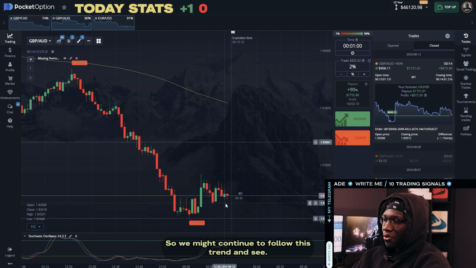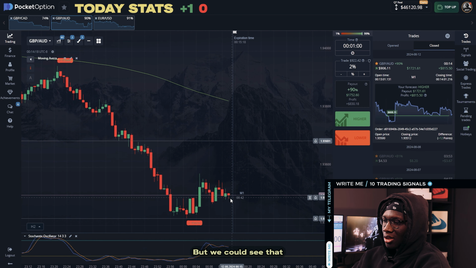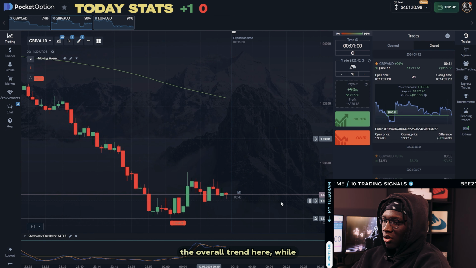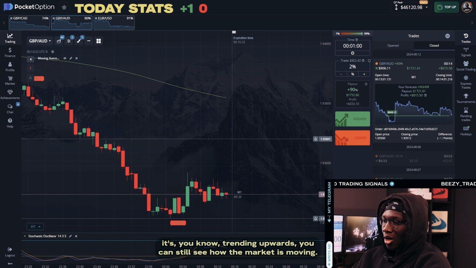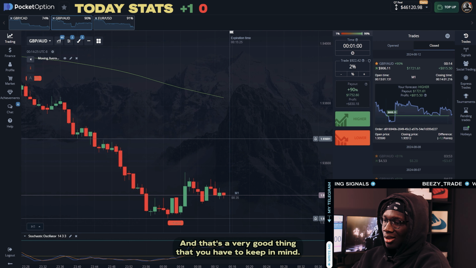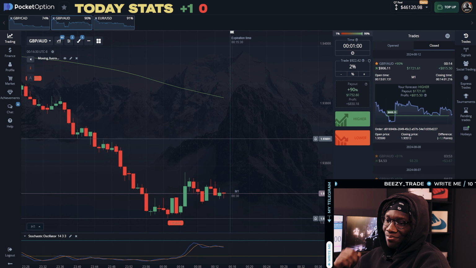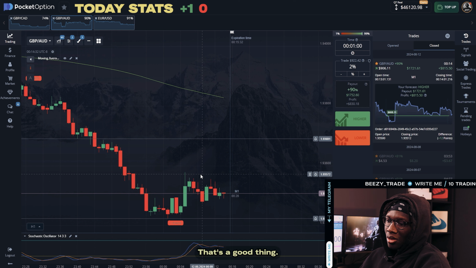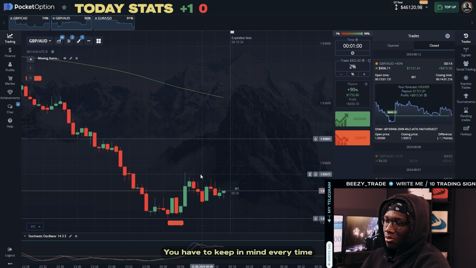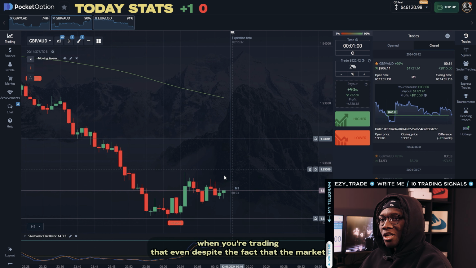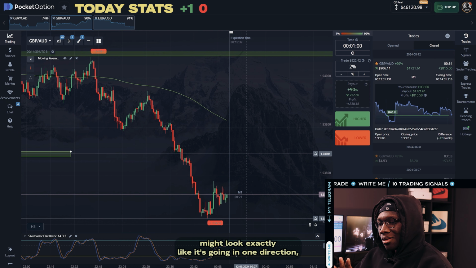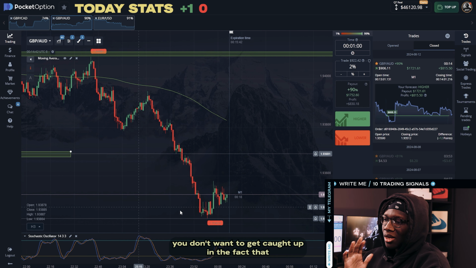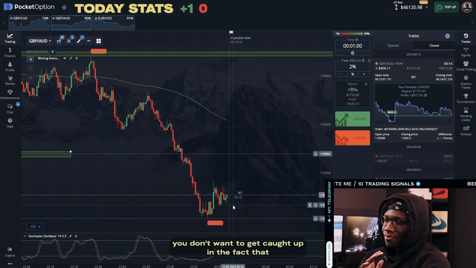So we might continue to follow this trend and see, but we can see that the overall trend here, while it's trending upwards, you can still see how the market is moving, and that's a very good thing that you have to keep in mind every time when you're trading, that even despite the fact that the market might look exactly like it's going in one direction, you don't want to get caught up in the fact that you want to enter into a trade and you might end up losing that. So that's a nice little start for us.